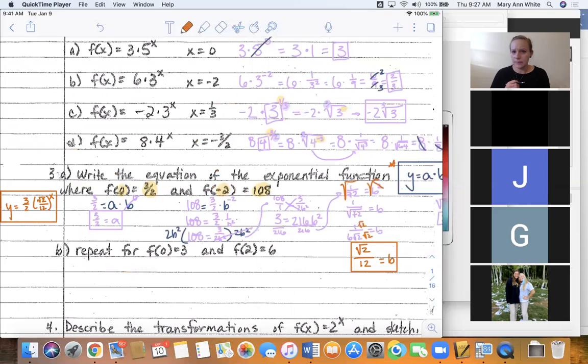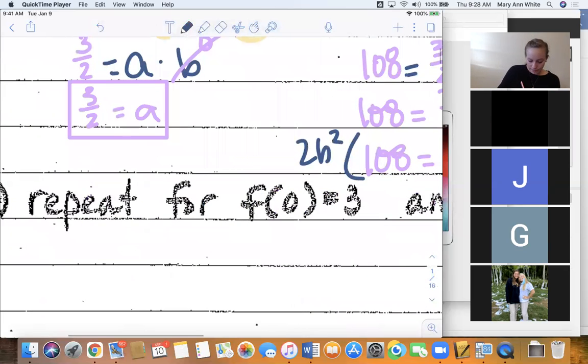Any questions so far? Okay, let's do the next one. Same idea. y equals a times b raised to the x. I've got (0, 3).